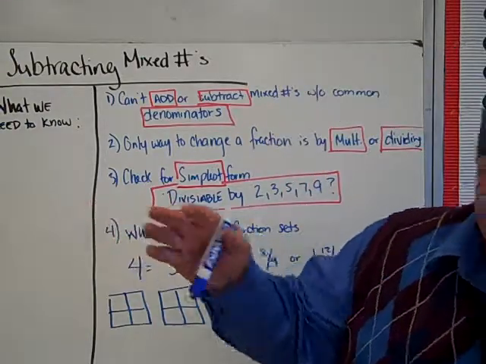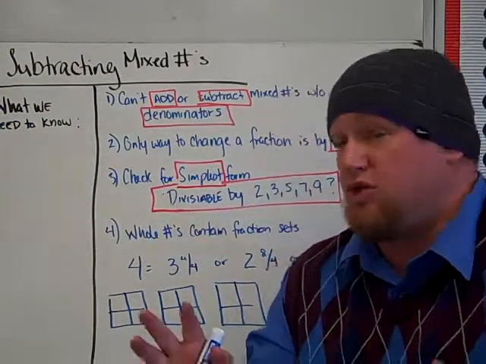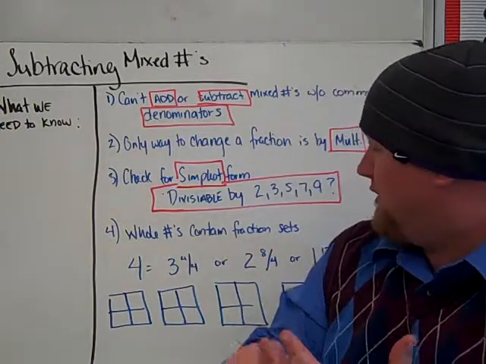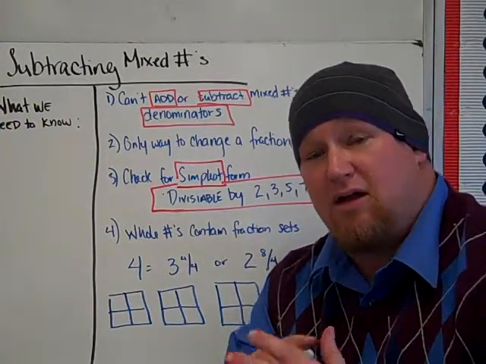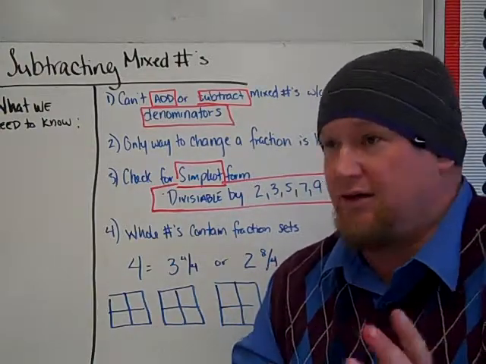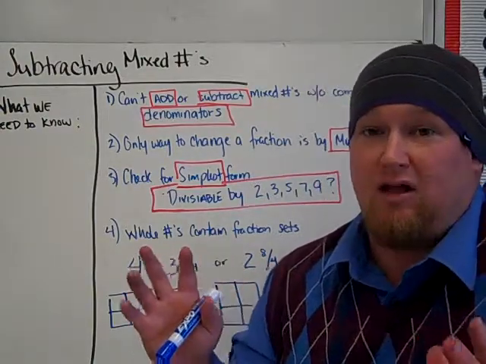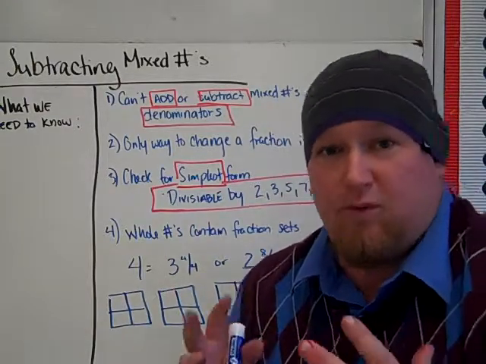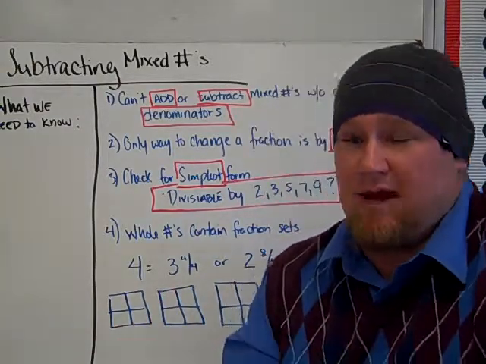The third thing, check for simplifying. Like usual, if it's not divisible by 2, 3, 5, 7, or 9, chances are it's in simplest form. There's going to be that weird one every now and then, like 13 times 11, okay? Hopefully not at the grade level we're at, but it's going to be out there.